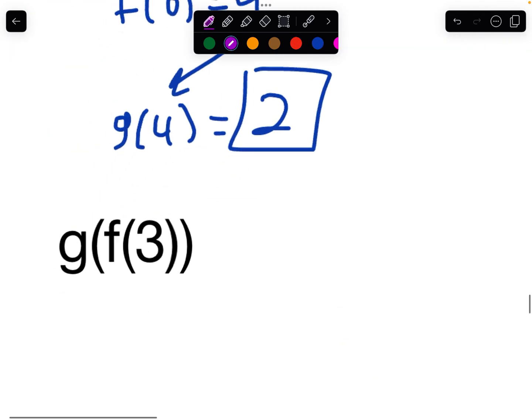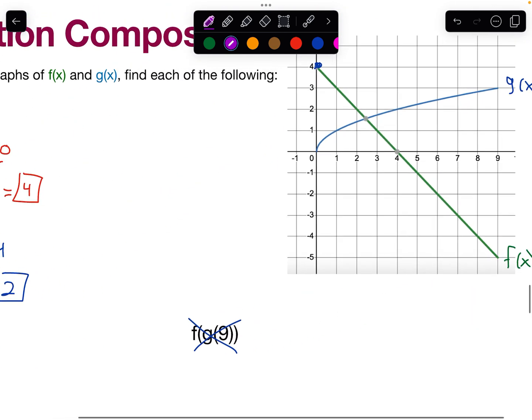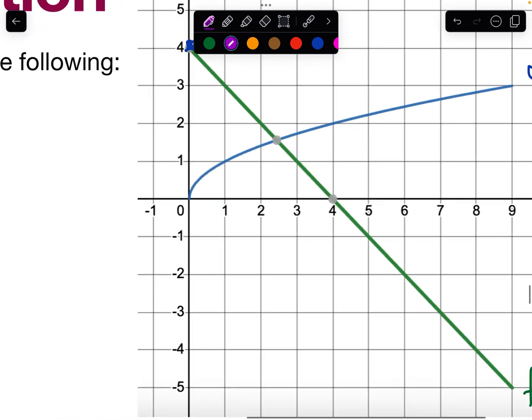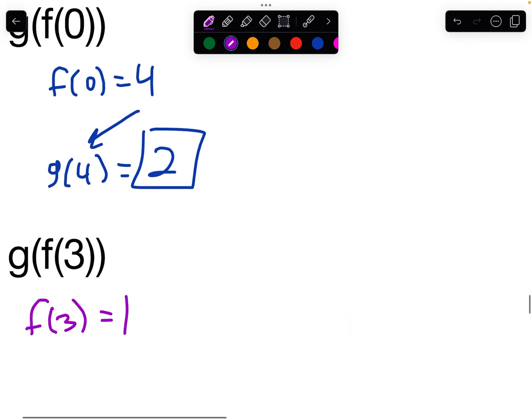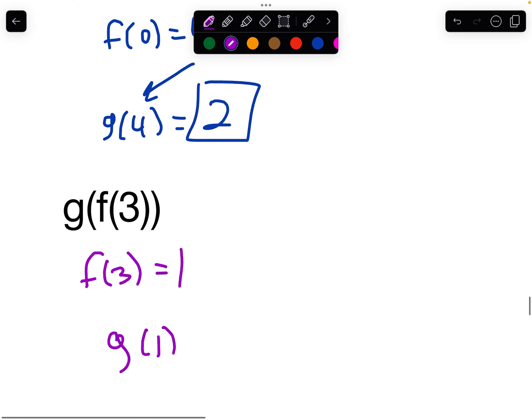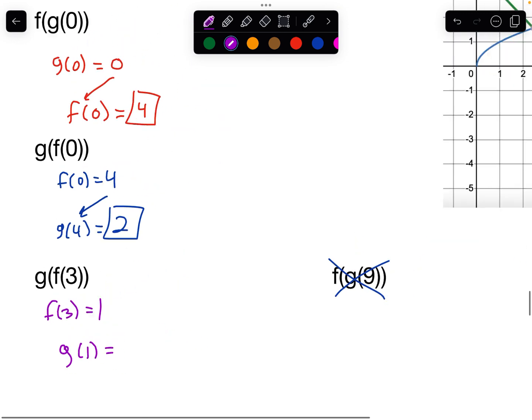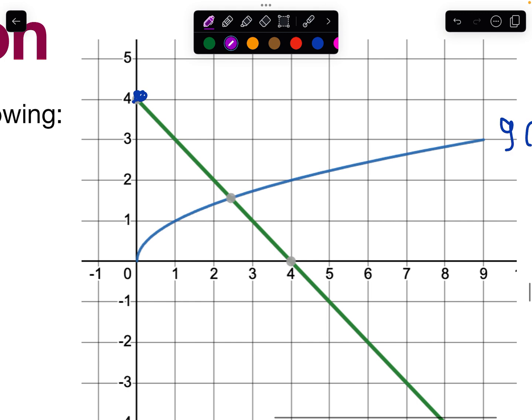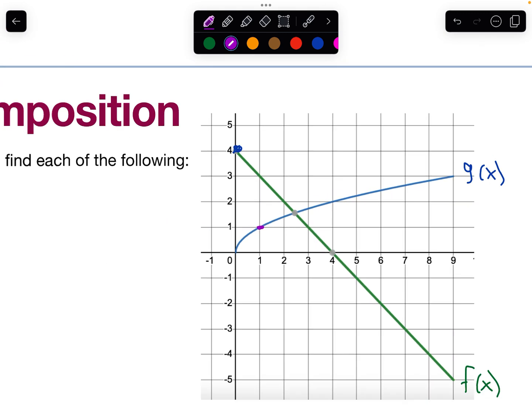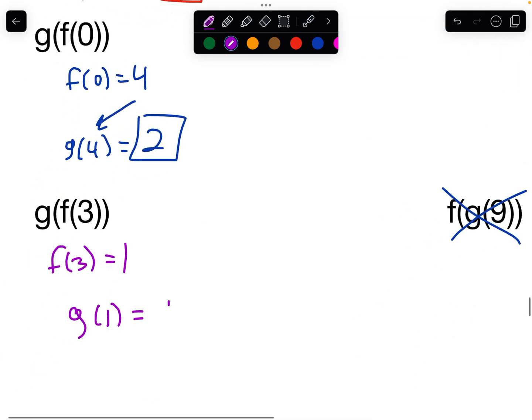g of f of 3. Let's find f of 3 first. When x equals 3, the green function f of x has a y value of 1. So f of 3 is 1. So 1 becomes the input for the outermost function g. So I go to the graph of g, and when x equals 1, y is also equal to 1. So our final answer here is 1.